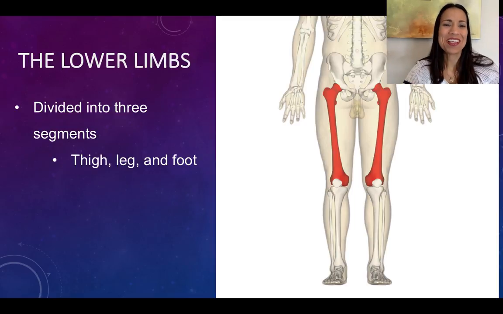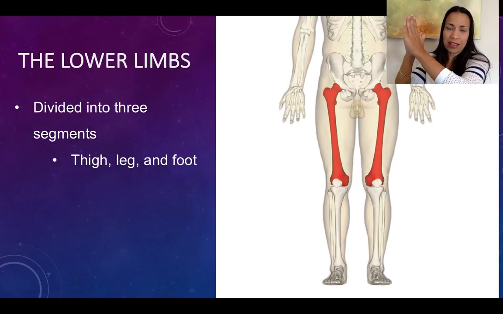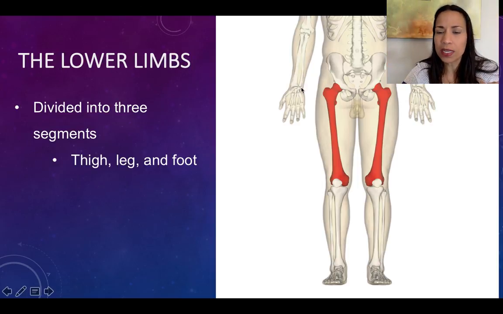Lower limbs. So the lower limbs are divided into three sections, just like the upper limbs are divided into the arm, the forearm, and the hand. The lower limb is divided into your thigh, the leg, and the foot. So between the hip joint, remember, and the knee, this is your thigh or the femoral region. Between the knee joint and your ankle, that's your leg.